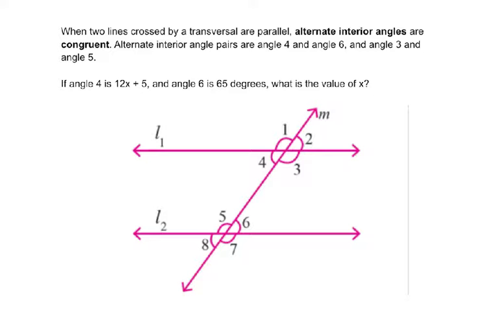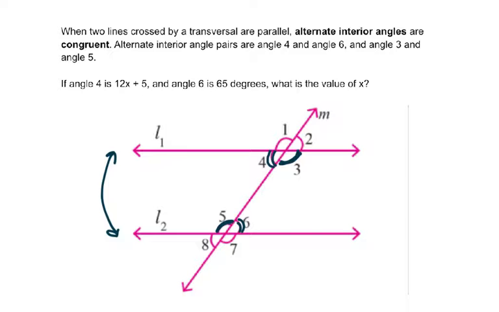Alternate interior angles are the ones, so we know they're inside these lines. Angle 3 is on the interior, and the alternate is the part where they're on opposite sides of the transversal. So 3 and 5 match. And then 4 and 6. And again, I changed it so that the congruent marks match.